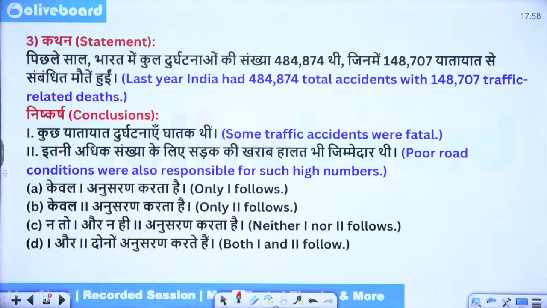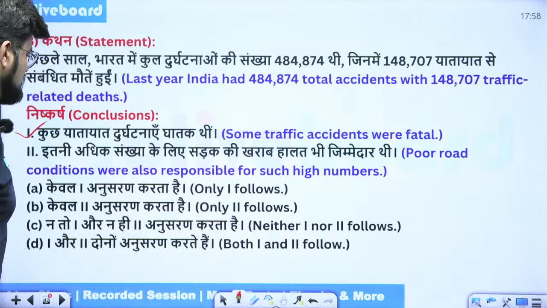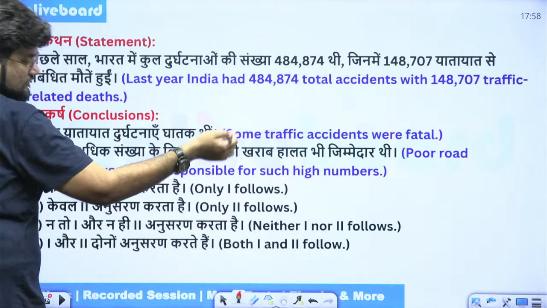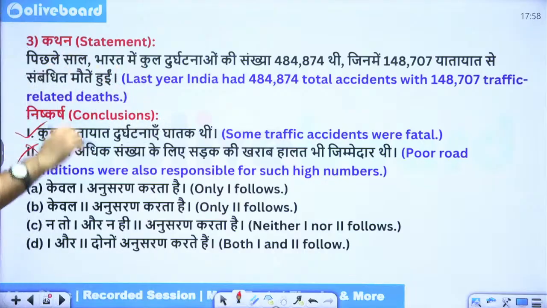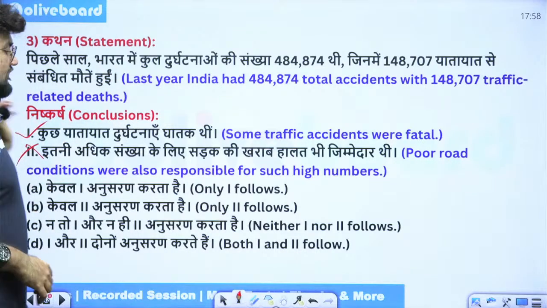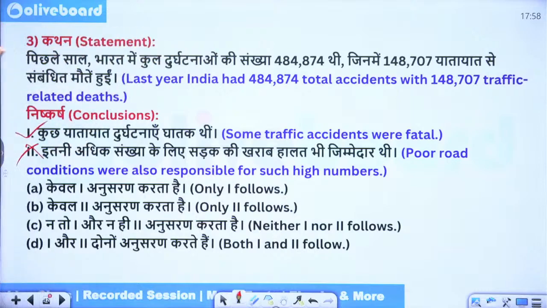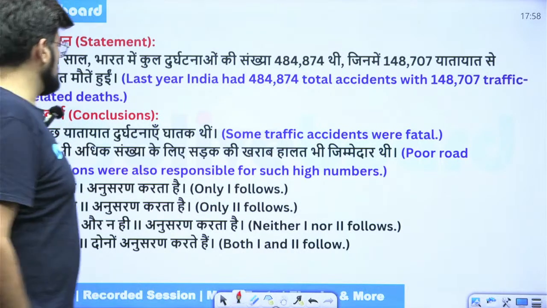Some traffic accidents were fatal, of course. Okay, and poor road conditions were also responsible for such high numbers. No. Poor road conditions may have been responsible. Correct conclusion could have said that this is right. But they were also responsible? I don't know. He is not mentioning anything about poor road conditions. Okay. So only conclusion 1 follows, option A.